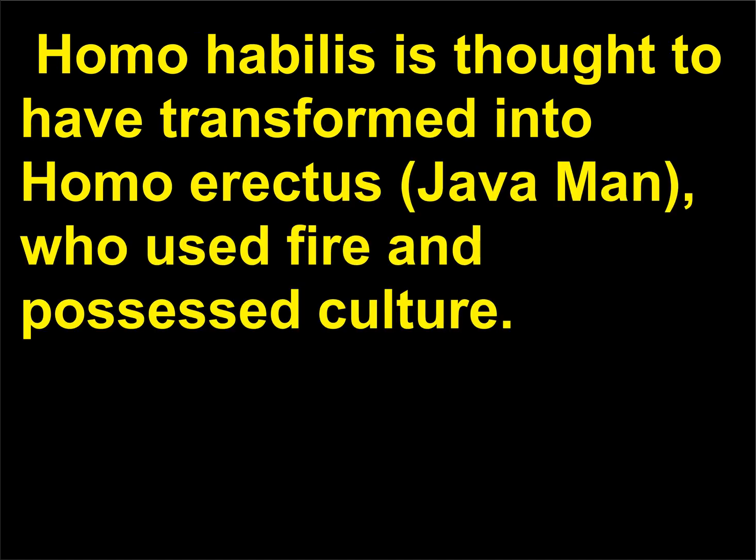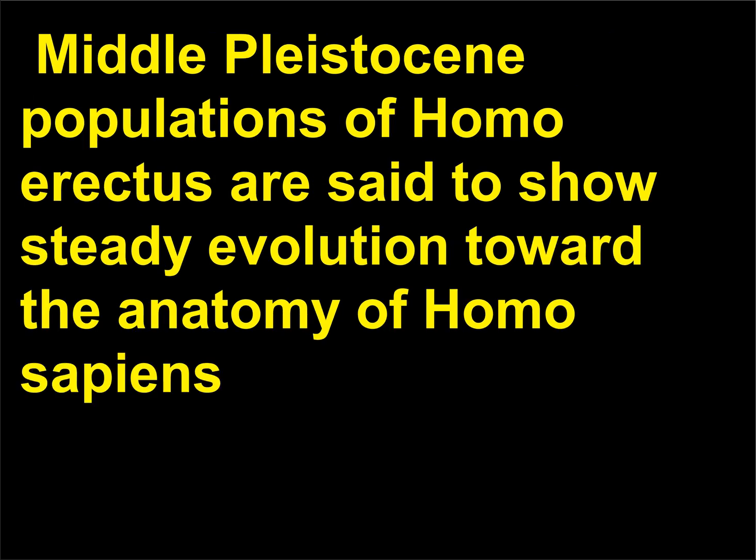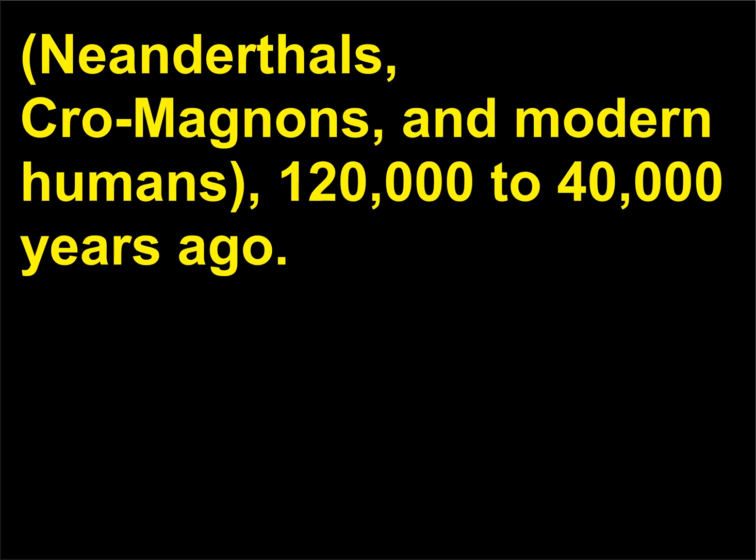Homo habilis is thought to have transformed into Homo erectus, Java man, who used fire and possessed culture. Middle Pleistocene populations of Homo erectus are said to show steady evolution toward the anatomy of Homo sapiens: Neanderthals, Cro-Magnons, and modern humans, 120,000 to 40,000 years ago. Pre-modern Homo sapiens built huts and made clothing.